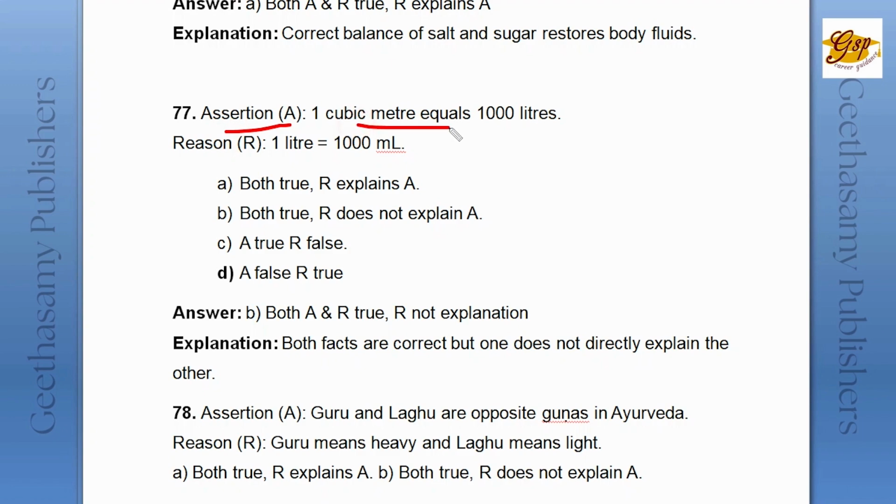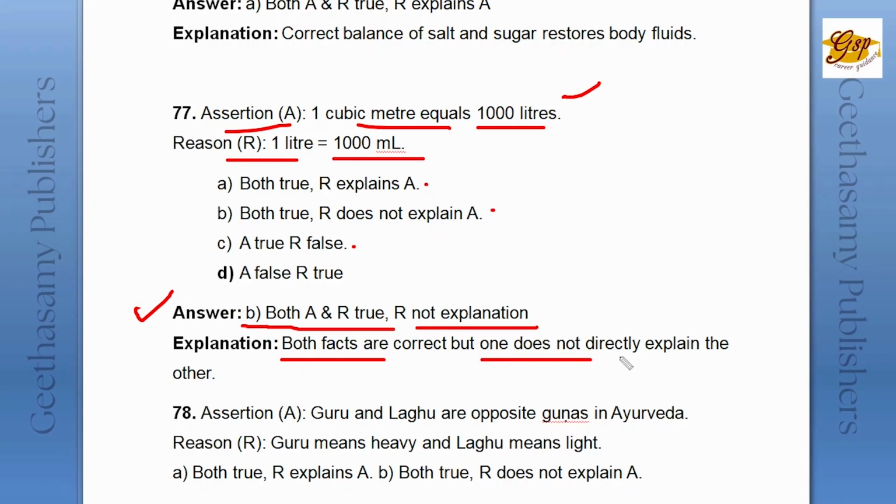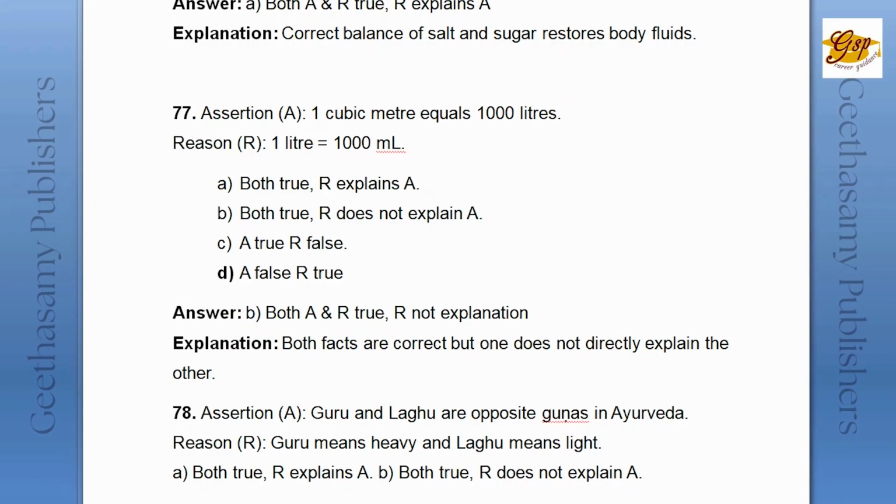Assertion: 1 cubic meter is equal to 1000 liters. Reason: 1 liter is equal to 1000 milliliters. Both are true and R explains A, both are true but R does not explain A, A true and R false, A false and R true. The correct answer is B: both A and R are true, but R does not explain A. Okay, so both facts are true, but one does not directly explain the other.